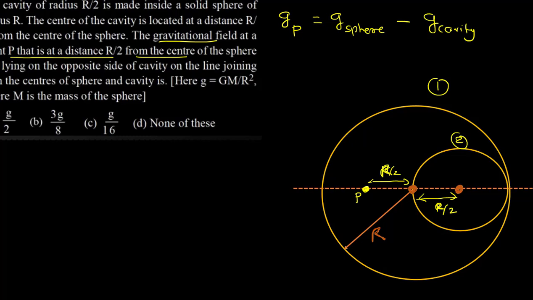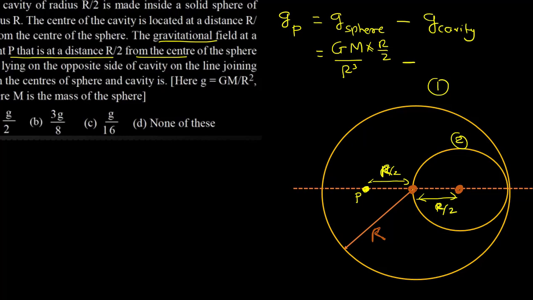Okay. Now let us put the values based on the formula that we have discussed in the previous slide. G sphere we want to find out at P. Now for the sphere, this point P is inside it. So I will use the formula. This will give me G capital M, mass of the sphere, over R cube into r, which is the distance from the center of the sphere, which is R by 2. So I'll write down R by 2 over here, minus G cavity. For the cavity, this point is outside.